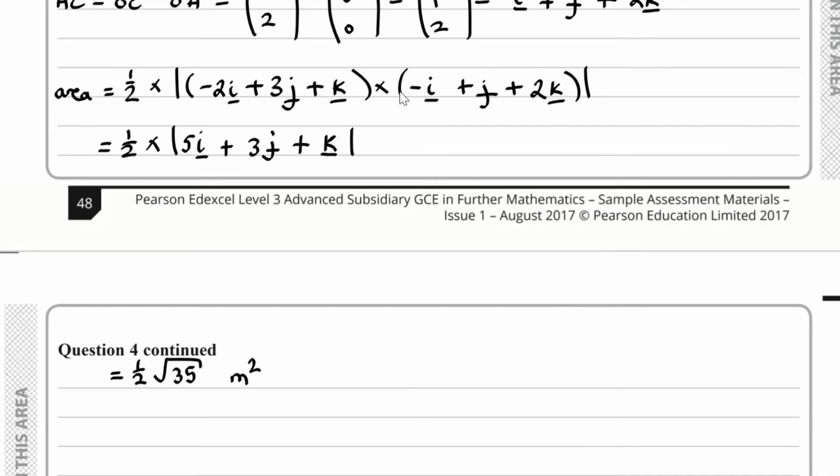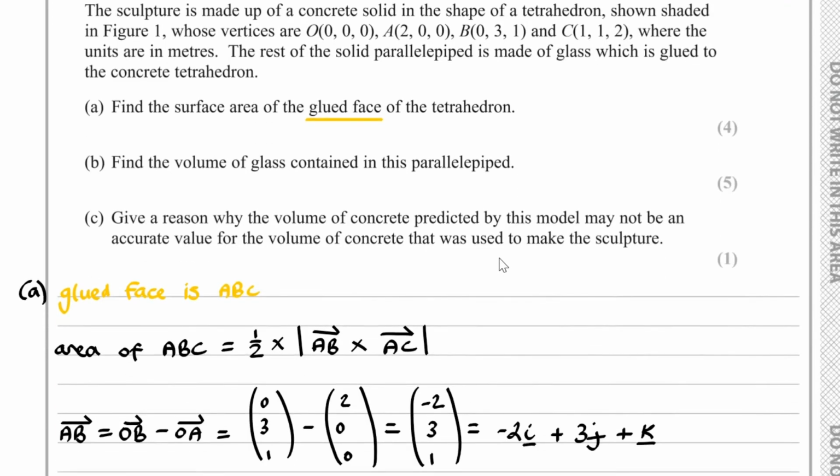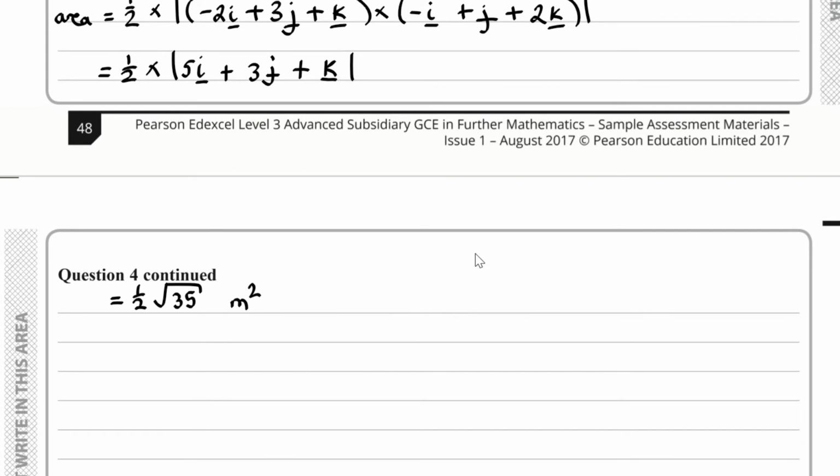Now, for part B, we have to find the volume of glass contained in this parallelepiped. Well, these are common results which you should know. For part B, the volume of a parallelepiped, so let's just write this down.